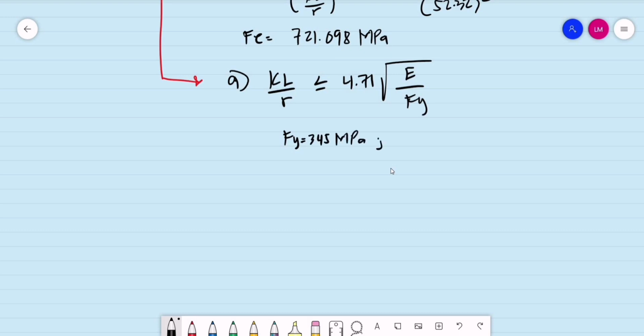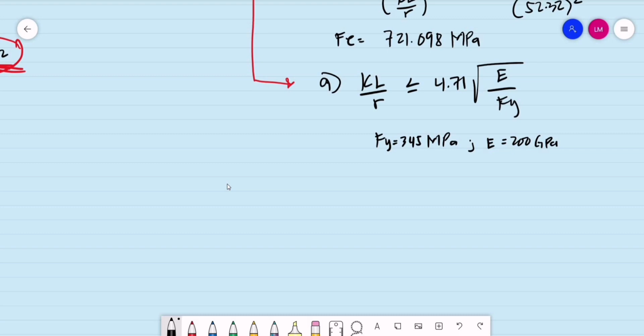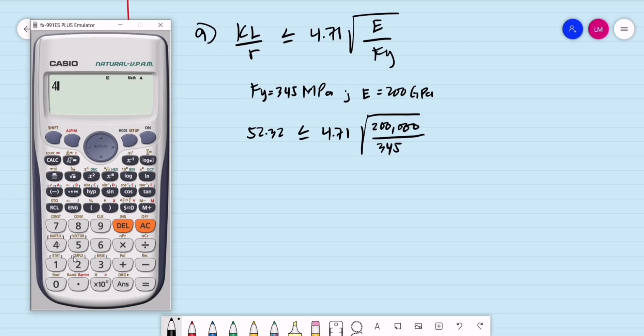The modulus of elasticity, E, for steel is 200 gigapascals. So let us check: what is our governing slenderness ratio? That is 52.32. Is it less than or equal to 4.71 times the square root of E, let's say 200,000 megapascals, divided by 345 megapascals? So let us compute: 4.71 multiplied by 200,000, then divided by Fy, 345 megapascals.